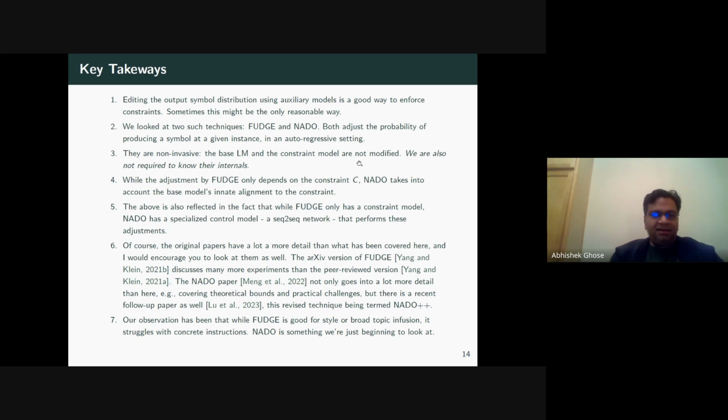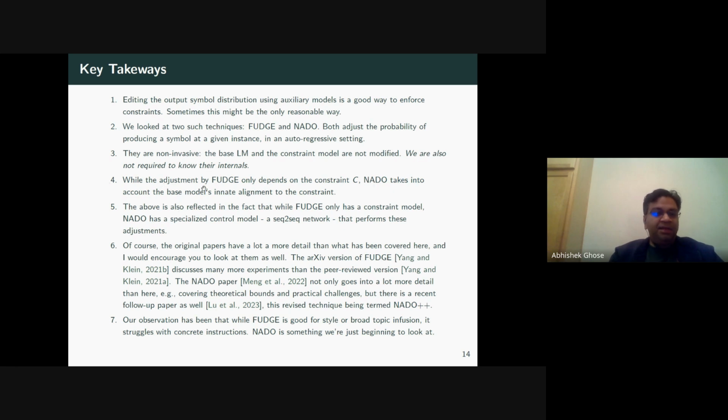They're operationally attractive because they're non-invasive. We don't even need to know the internals of the two models involved, as long as the base LM is autoregressive, and the constraint model, in the case of FUDGE, gives you probabilistic labels. In the case of NADO, it's a Boolean function.